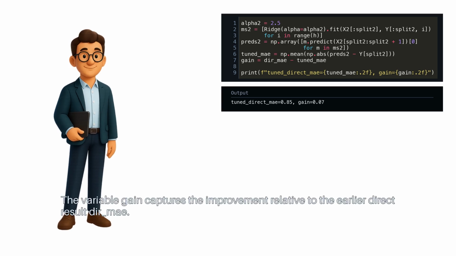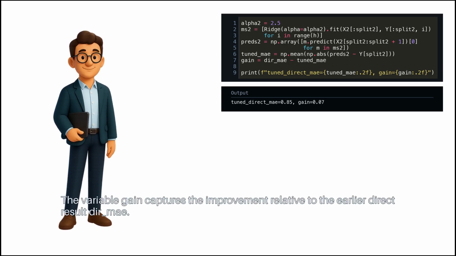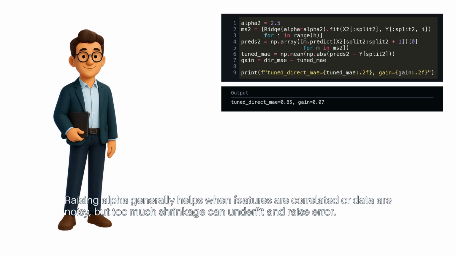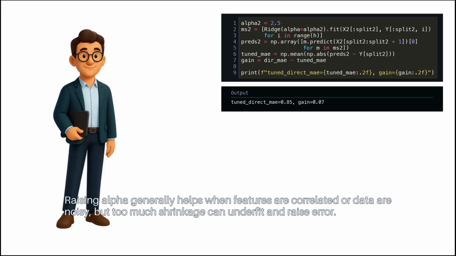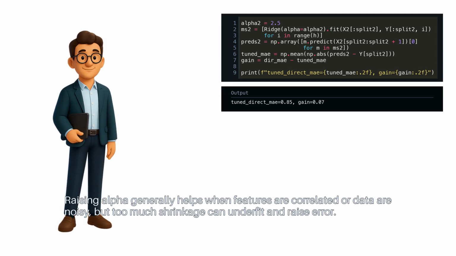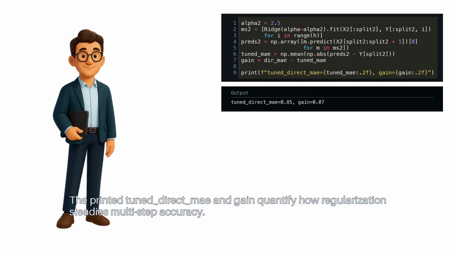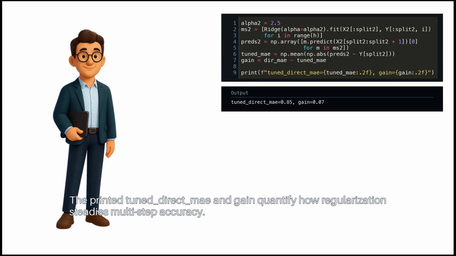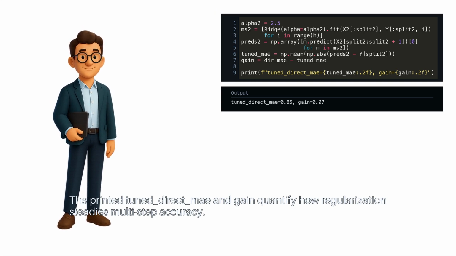The variable gain captures the improvement relative to the earlier direct result, dir_mae. Raising alpha generally helps when features are correlated or data are noisy, but too much shrinkage can underfit and raise error. The printed tuned direct MAE and gain quantify how regularization steadies multi-step accuracy.